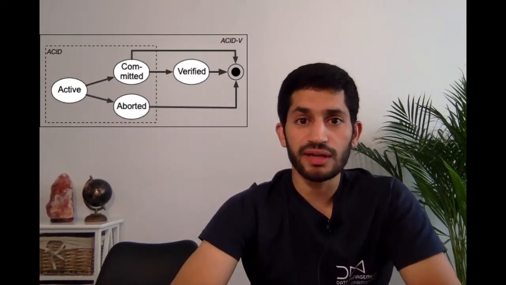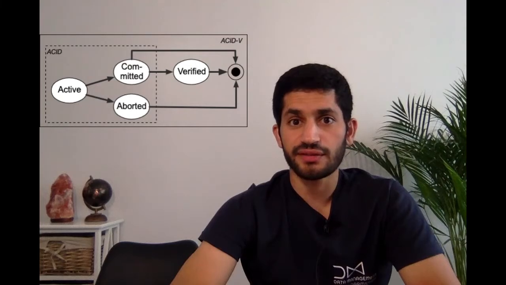We believe that extending this classical state model can help us to reason about these and similar questions. That's why we propose to extend the state model of ACID-compliant database management systems with a verified state. Like this. Modeling verified as an additional state that follows the committed state has several advantages. First, since verification is typically an expensive task, the model leaves some freedom for when the transition from committed to verified happens. That means it could be directly after the commit, or it could be deferred.